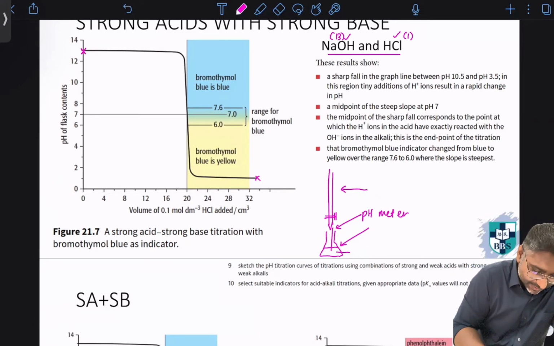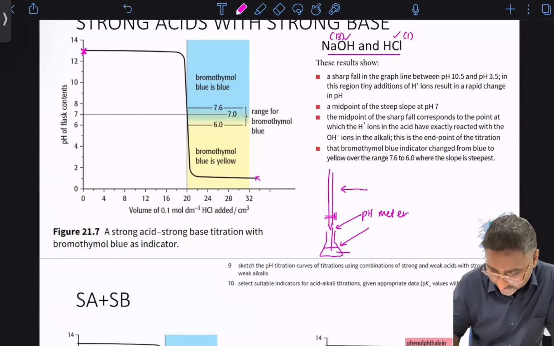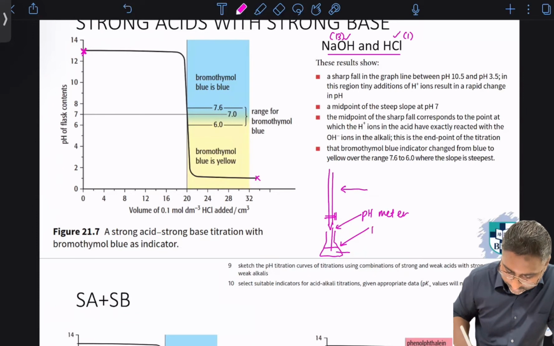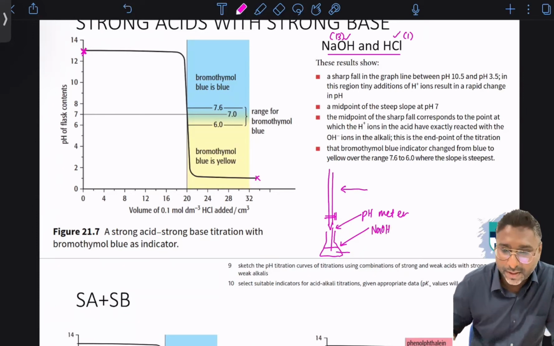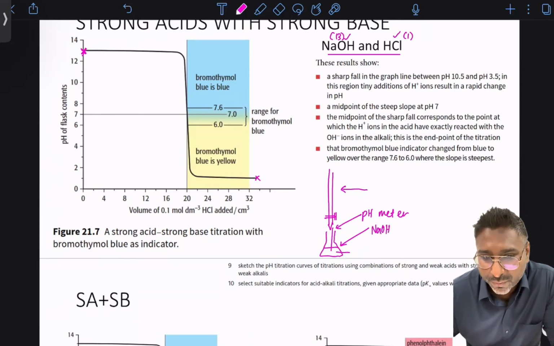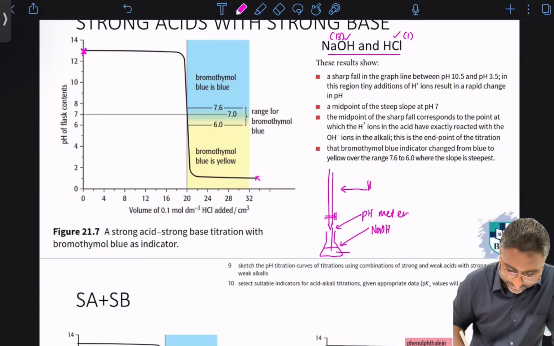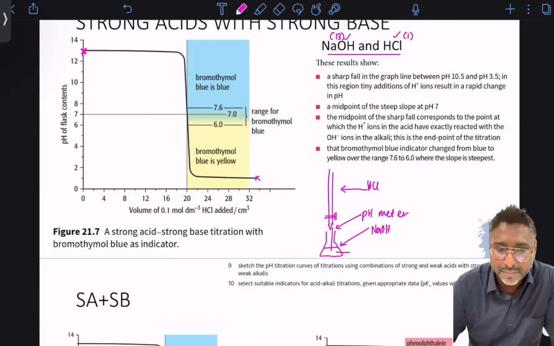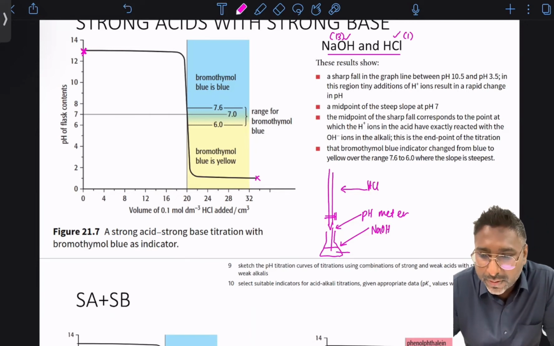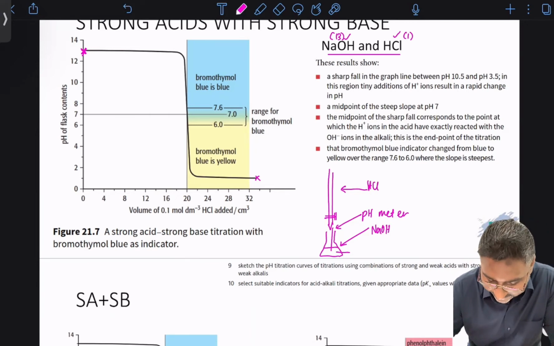In the conical flask, it starts at 13. The pH meter is there, so of course it is measuring the sodium hydroxide in the beginning. As you put in the HCl, the pH will drop. Yes, the pH is dropping, so that is the basic region over there.